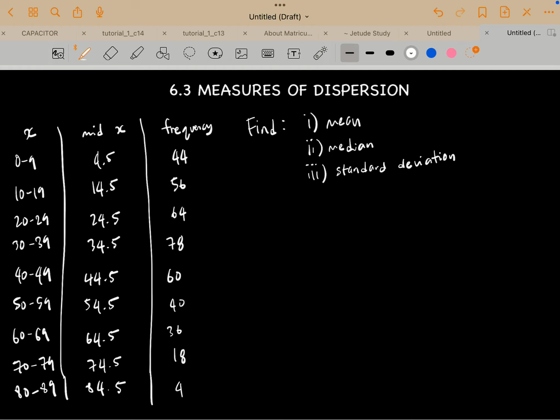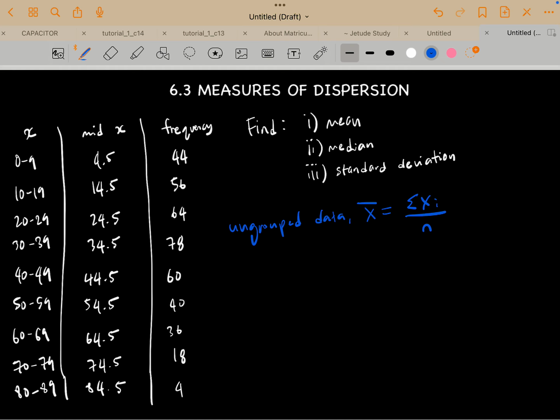We're going to wrap up the data description topic by finding the mean, median, and then the standard deviation of the measures of dispersion given a group data. So how do you find the mean? Remember, for an ungrouped data, the mean is quite simple. The mean is just the sum of whatever total that you've got divided by n.